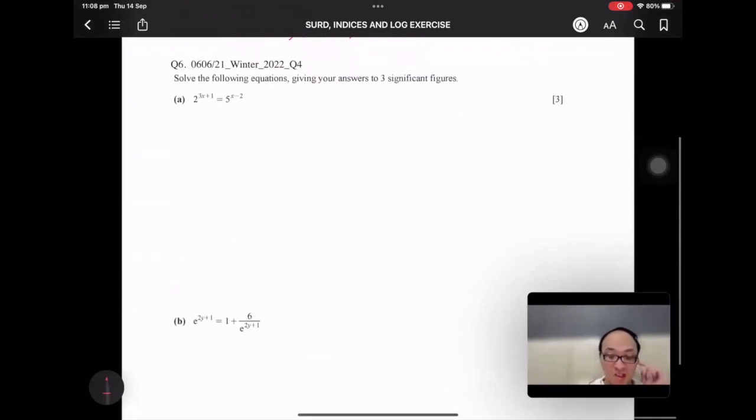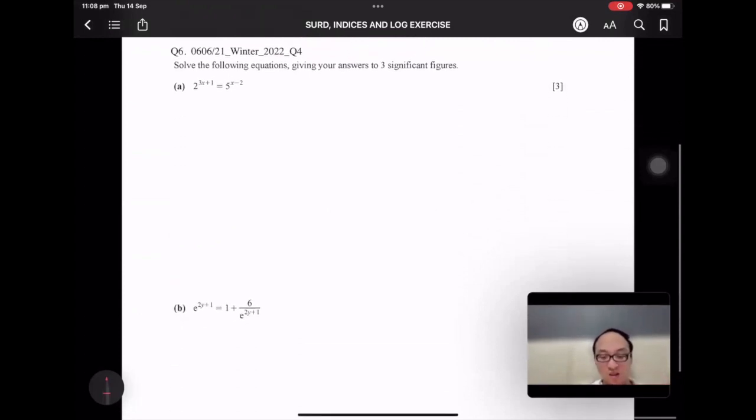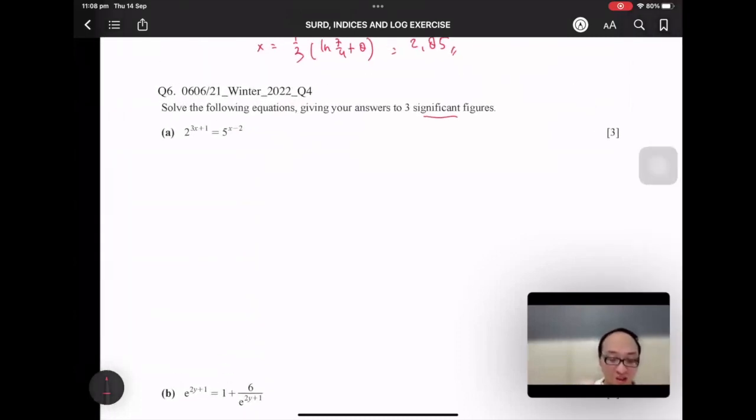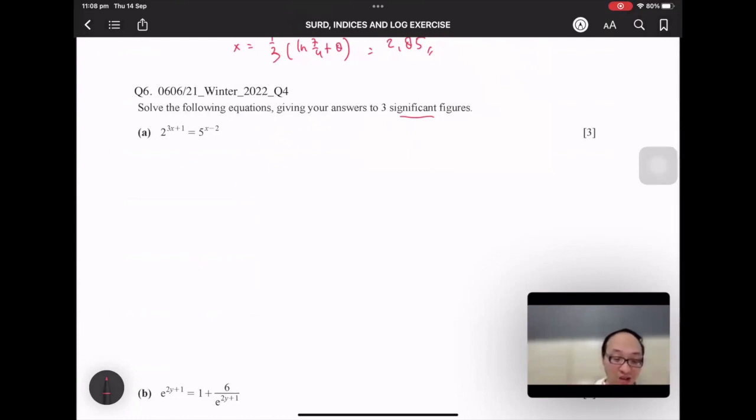Number 6, solve the following equation, giving your answer in 3 significant figures. So we have to collect again. So split this: 2^(3x) times 2 to the power of 1. And this one, 5^x times 5^(-2). And then I want to collect the x. So it's 2^(3x) over 5^x equals 5^(-2). And then this is 2 to the power of 1, so we divide by 2.